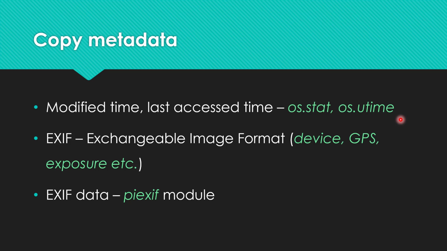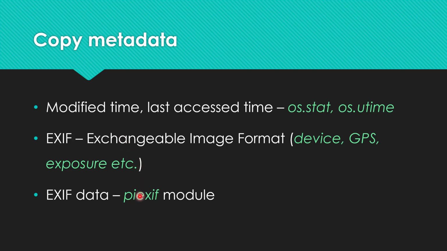Not only last access time and modified time, images also have some data called EXIF data, which is exchangeable image format data, and in that there will be data like what device or what phone the image was captured with, what are the GPS coordinates, what is the exposure of the camera, so on and so forth. So there is some image related metadata which is called the EXIF data. So you can even copy the EXIF data to the compressed image so that you don't lose the image related metadata. So how can you copy the EXIF data?